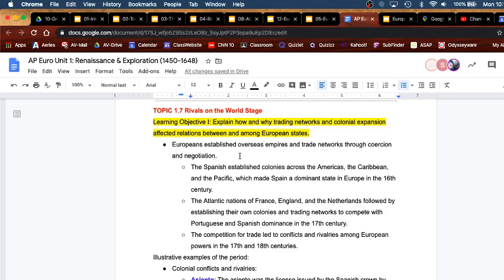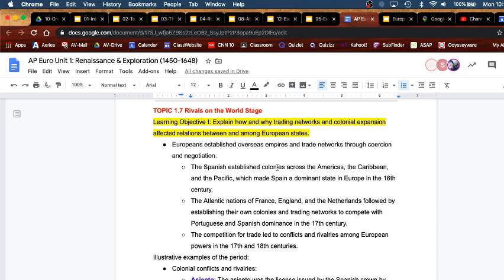This first bullet point says Europeans established overseas empires and trade networks through coercion and negotiation. Coercion meaning by force, and negotiation meaning, hey, I can do this for you if you do that for me. Sometimes called a tit for tat process. And it's used throughout different kinds of negotiations and people who are interrelated with each other. It's not seen as a very positive thing, though. You do this for me, and I'll do that for you. It can benefit some people, but it can also have a very negative connotation to it.